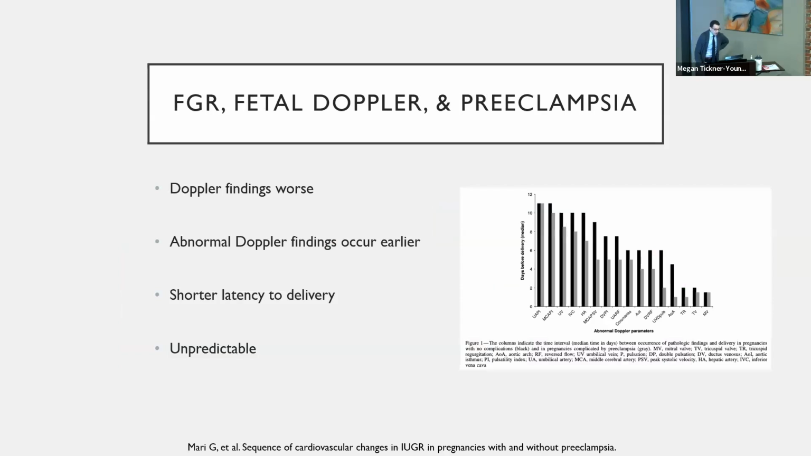Preeclampsia commonly complicates fetal growth restriction, particularly early onset growth restriction. They're two sides of the same coin. When you have early onset FGR and preeclampsia, your Doppler findings before delivery are worse. You have a shorter latency to delivery. The progression of Doppler severity is much less predictable, and your fetal outcomes are also worse.